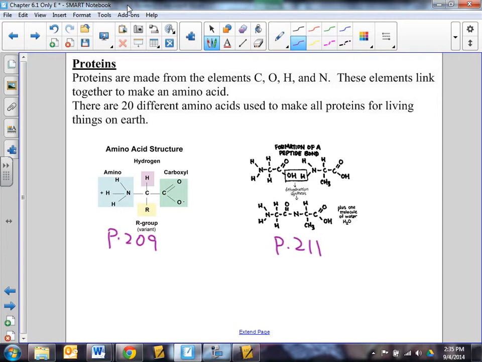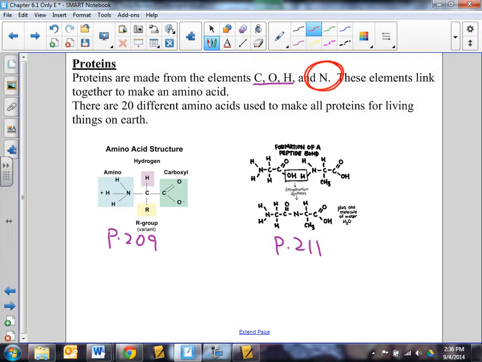Proteins are made out of carbon, oxygen, hydrogen, which is the same thing that fats and carbohydrates are made out of. But there is one big distinctive thing that is different. Proteins have nitrogen in them. And so if I were to show you a picture of something and ask you, what is this? And you saw that there was nitrogen in it, that is your number one clue that you are looking at a protein.